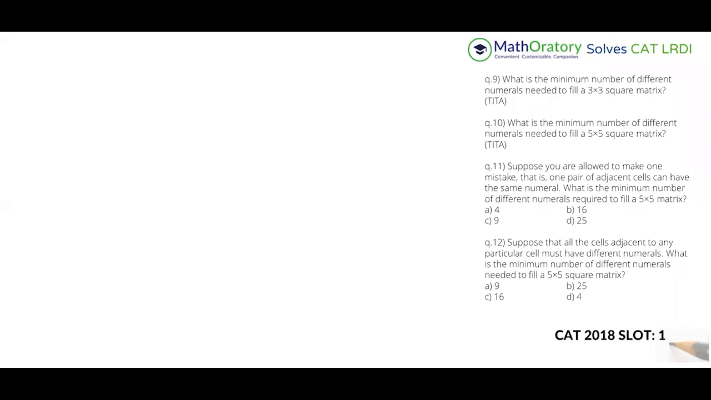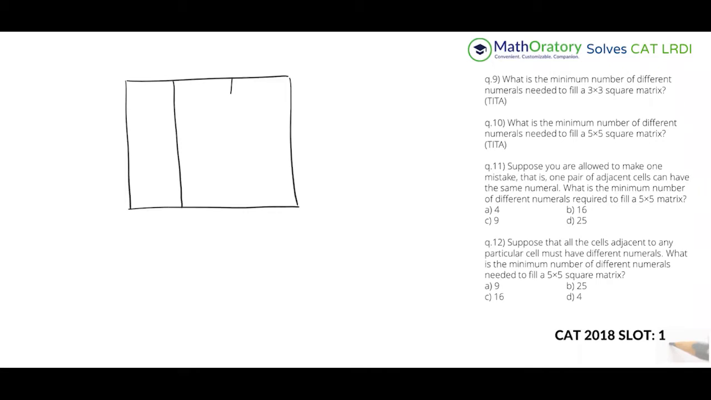Okay, question number 9 says, what is the minimum number of different numerals needed to fill a 3 cross 3 square matrix? So we're looking for the minimum number of numerals. The only thing we have to keep in mind is the constraint. So let us quickly draw this 3 cross 3. As I said, we'll start off with the center, because the center will have the most adjacent cells, right? If I fill up 1 here, nowhere else we can get a 1. That is why I started with the center.